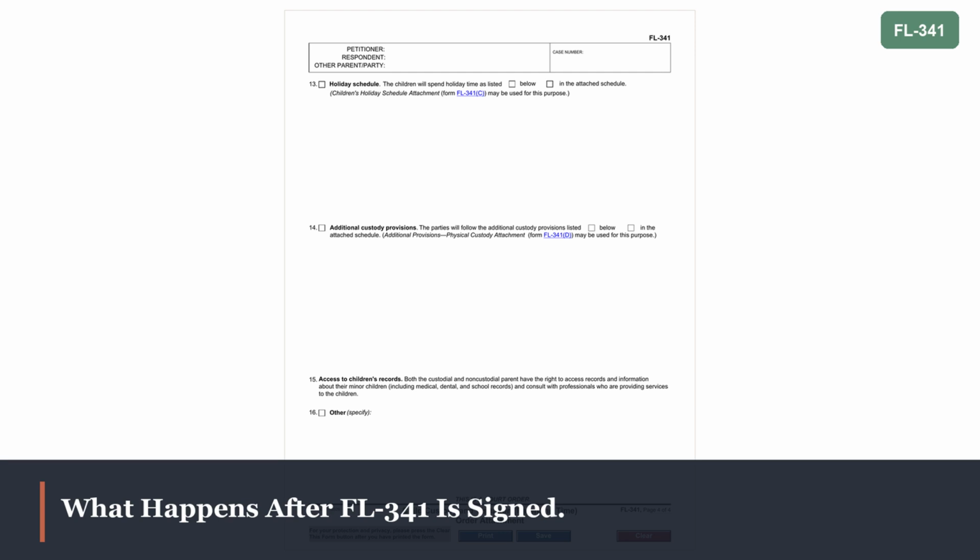The order remains in effect until it's modified by a later order, which generally requires a new request for order and a significant change in circumstances. Keeping a copy of the signed order accessible helps resolve day-to-day scheduling questions without needing to go back to court.